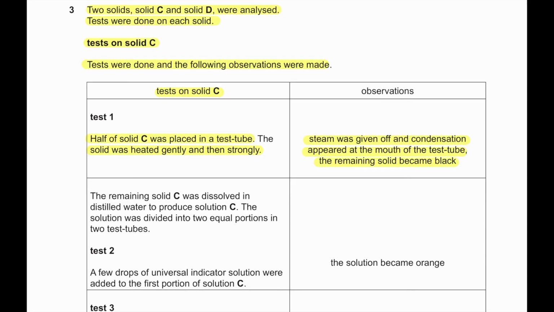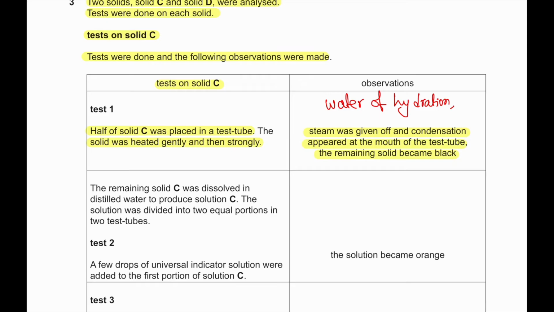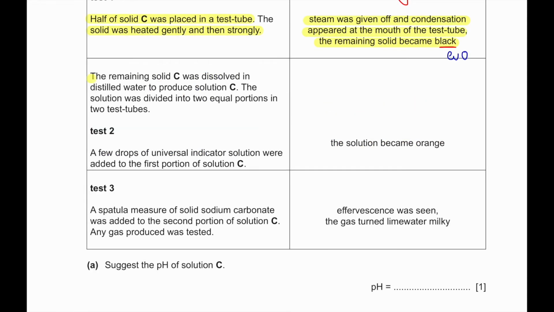So basically, this indicates two things. First of all, there is water of hydration. And the second thing, because it says the remainder of the solid became black, it can be an indication of copper oxide. The remaining solid C was dissolved in distilled water to produce solution C. The solution was divided into two equal portions in two test tubes. Sorry, depending on that particular thing, it cannot be copper oxide. Never mind.